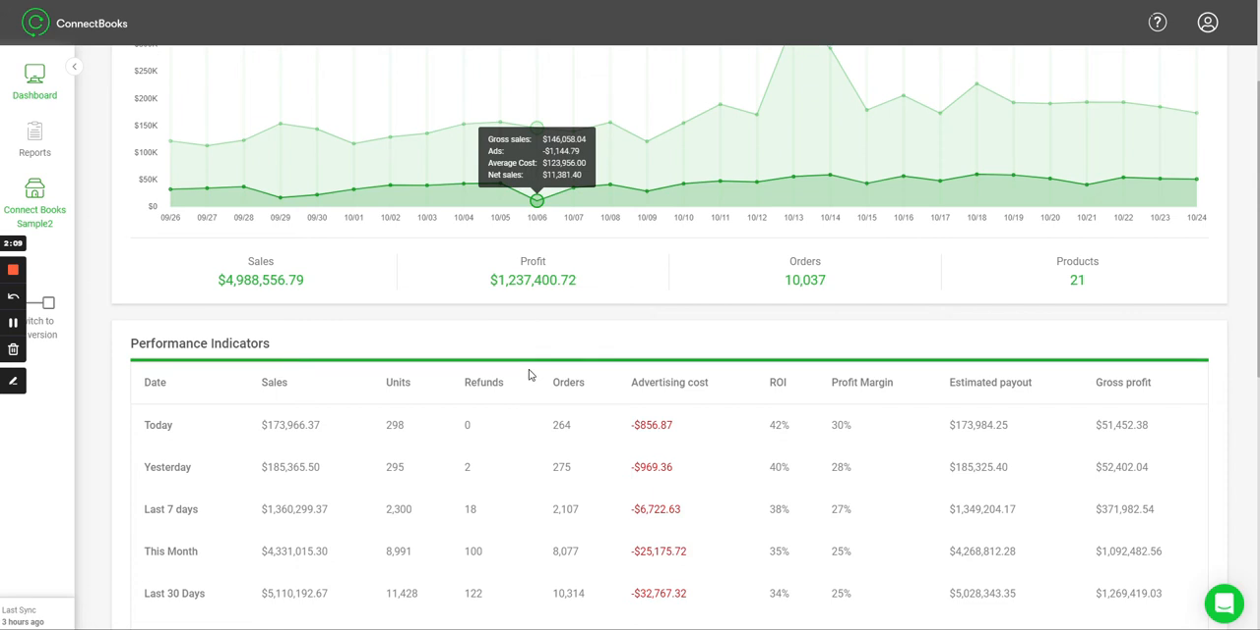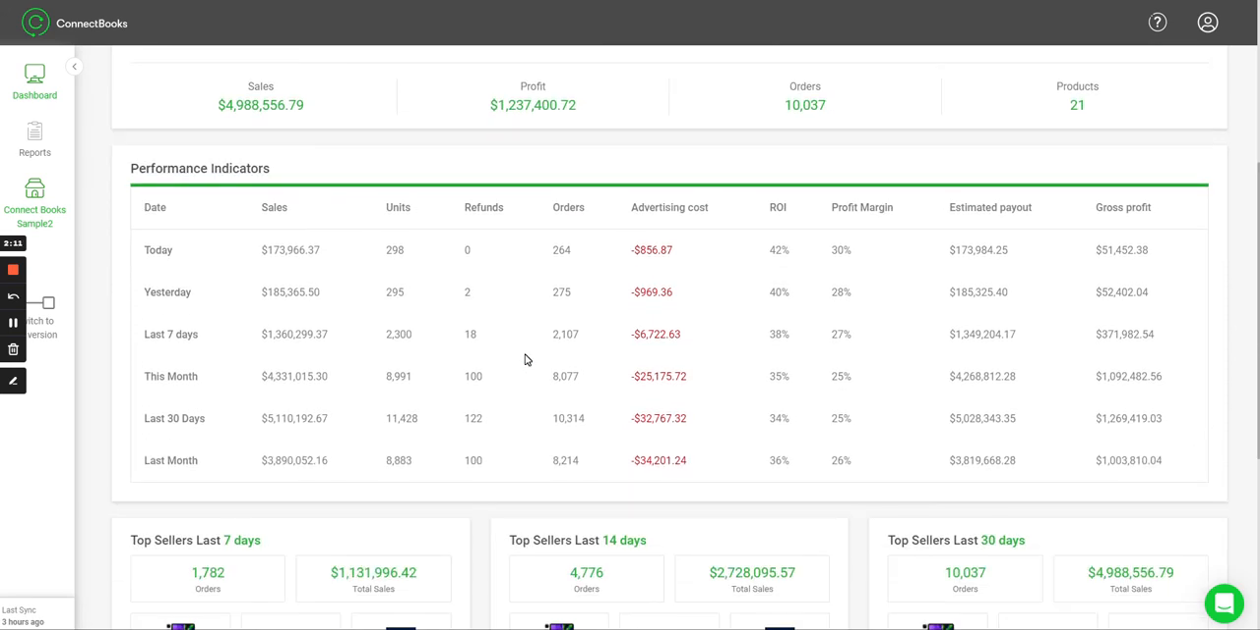Then as you scroll down, you'll see over here we have the performance indicators. Performance indicators will show you, like in a bird's eye view, how much money you made today, how many units you sold, how many returns you had, how many orders, ad spend, ROI, which is the return on investment, and your profit margin. Then we have the estimated payout and the gross profit.